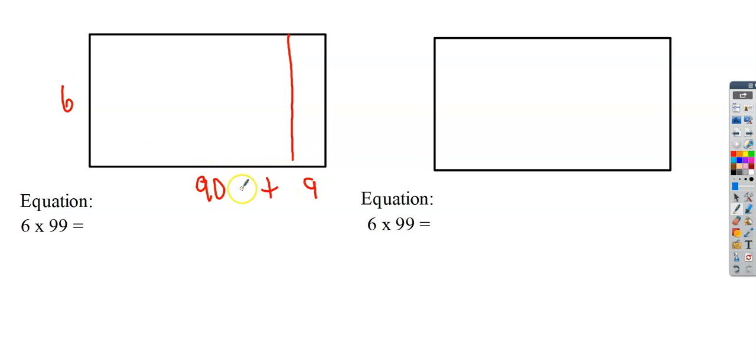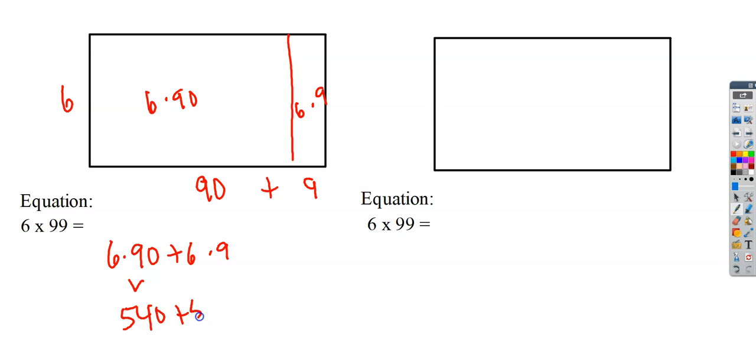So inside the area for this rectangle, we have 6 times 90. Inside of this rectangle, we have 6 times 9. So my equation is 6 times 99 equals 6 times 90 plus 6 times 9. And then, of course, we can do the math and get 540 plus 54, and that equals 594. Okay, so it's definitely easier when you break it up into tens and ones.